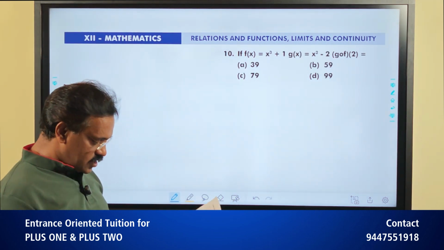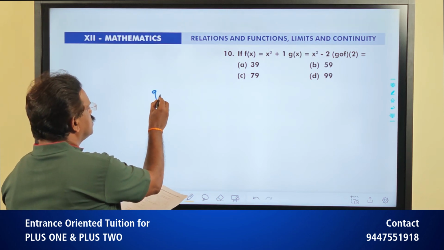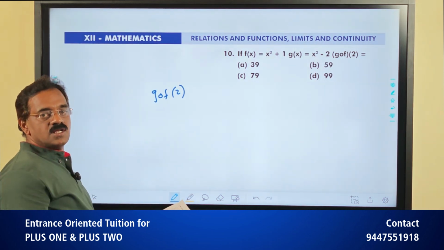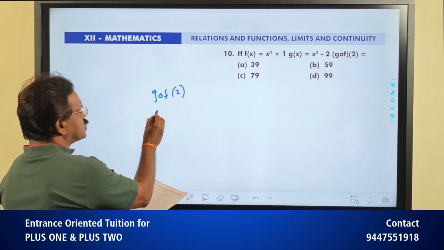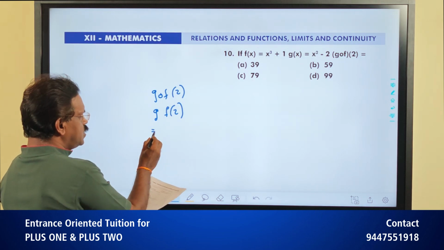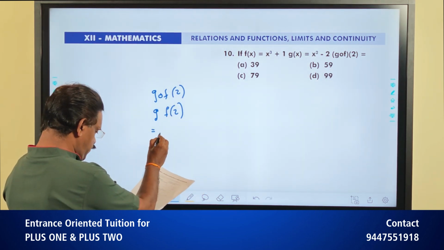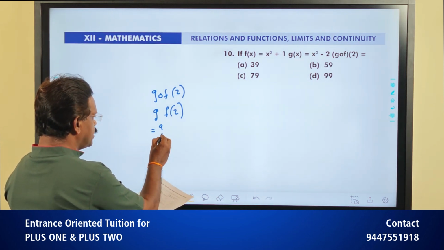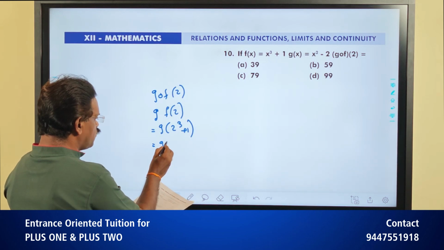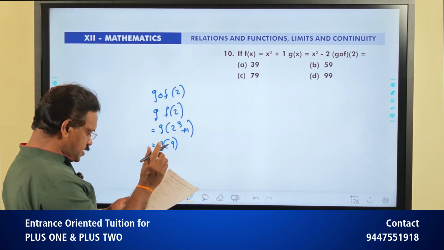Okay. Come to question number 10. See, they have given g composition f of 2. This is also relatively new for you people. You just listen how to do g composition f of 2. g composition f of 2 means g of f of 2. Now you have to replace x by 2 in f. So you are getting g of, when you replace x by 2, 2 cube plus 1. That means g of 9. Now in that function g, it is given to be x square minus 2.